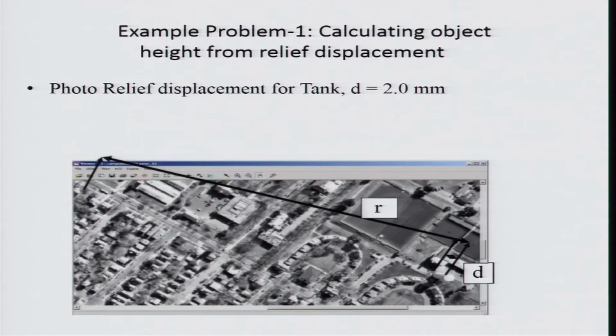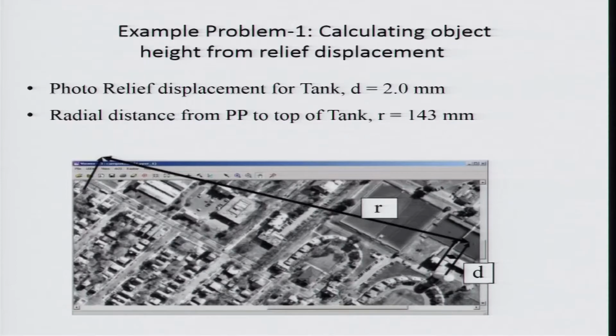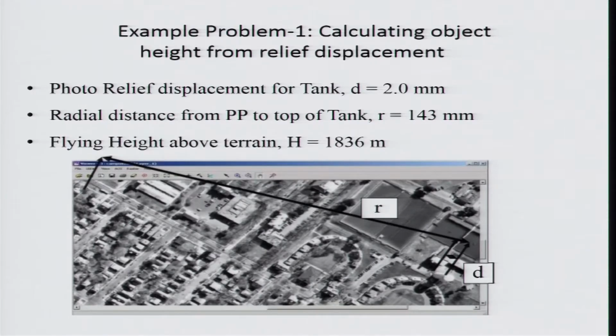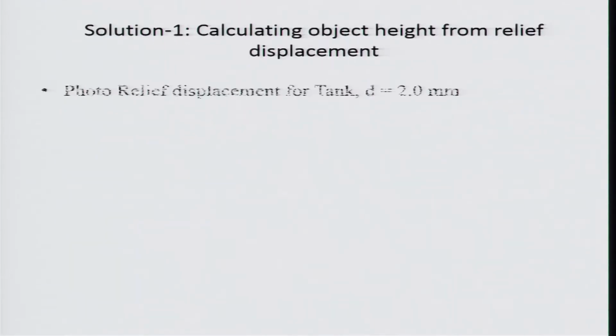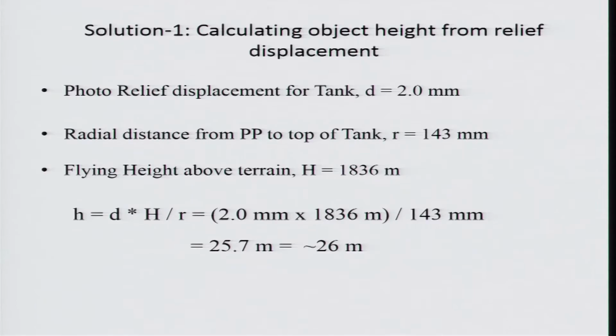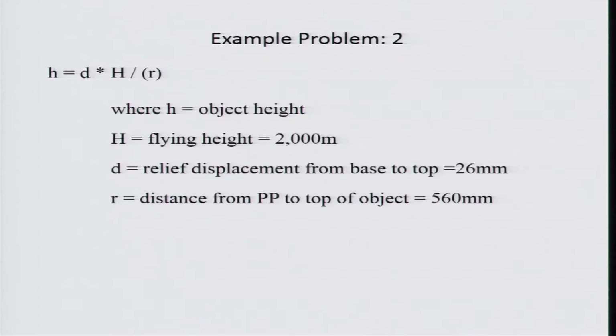Another example is the relief displacement of a tank. Similarly, you have a displacement d of 2 millimeters, the radial distance from PP to the top of the tank is 143 millimeters, and the flying height is this one. You can calculate based on this, which will give you a height of around 26 meters. Similarly, you can do this exercise also. It is very easy, and you can extract a lot of information out of this.